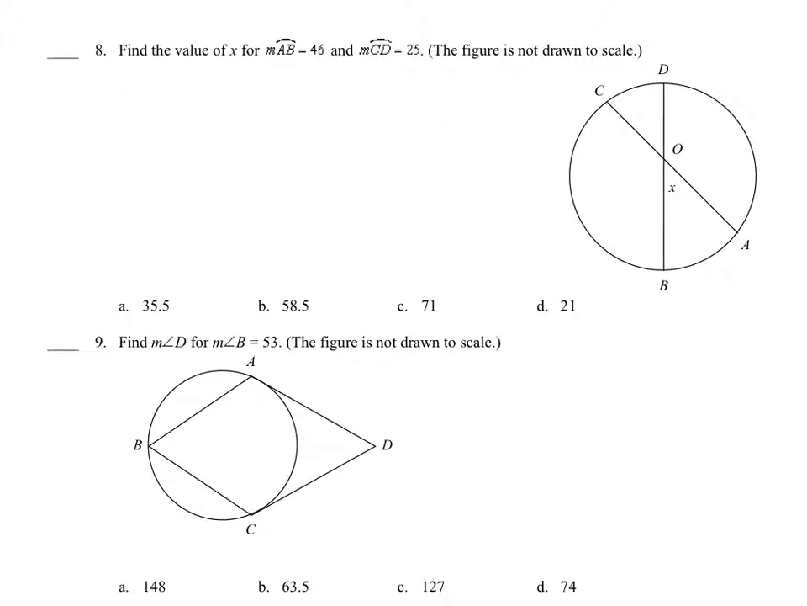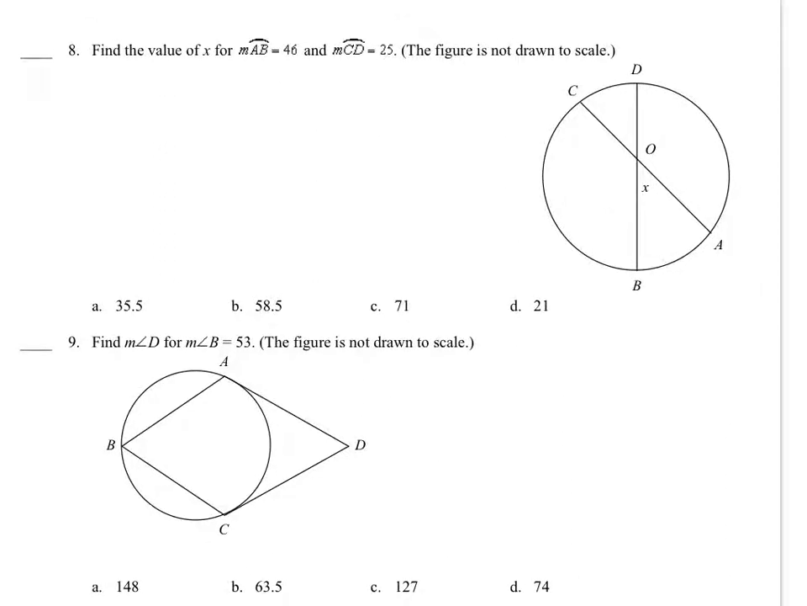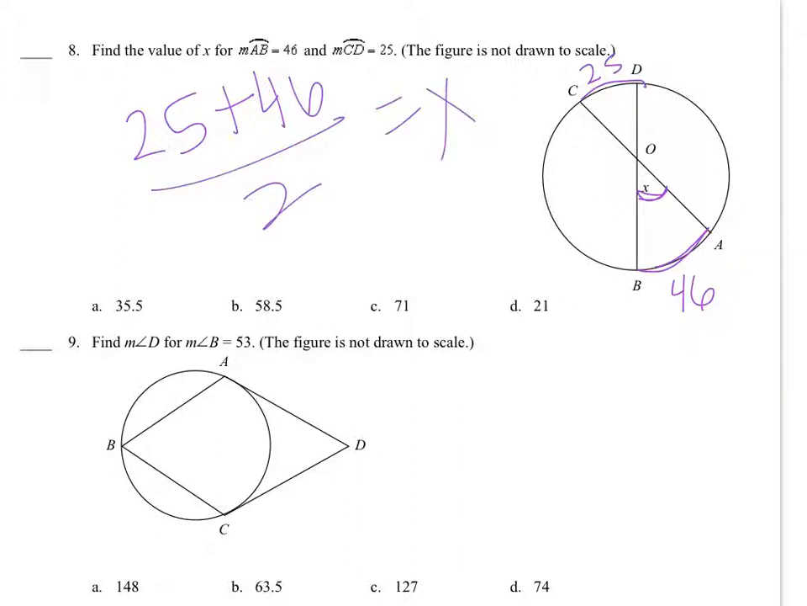It says arc AB right here is equal to 46. It says arc CD is equal to 25. Find the value of x. I'm looking for my inside angle. It's arc plus arc divided by 2 will be equal to your angle. So if I do that by calculator or by your head, you get 35.5.